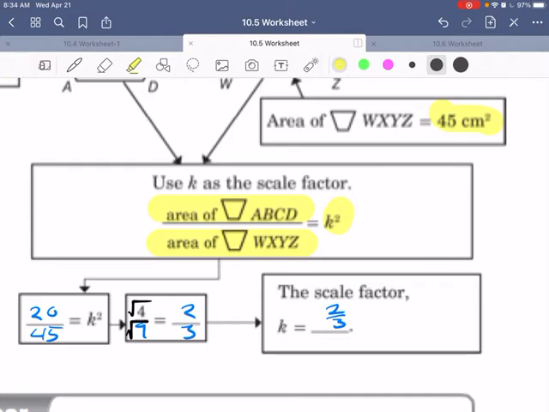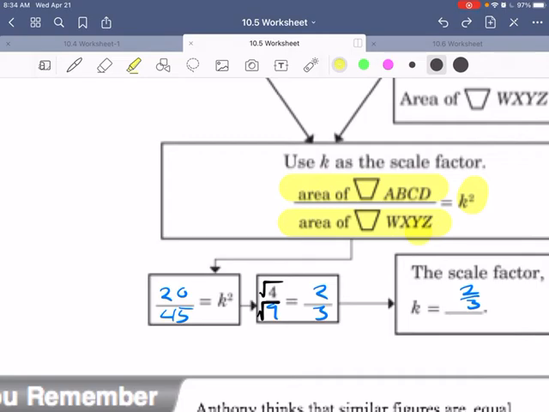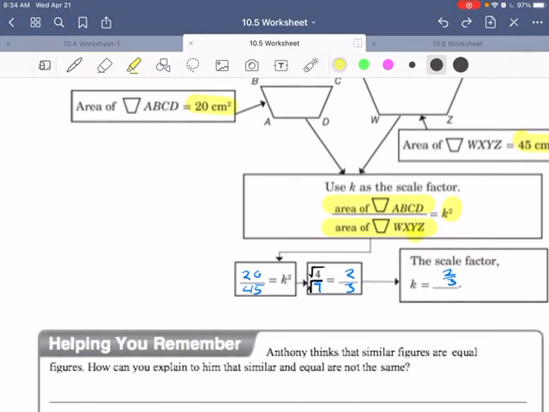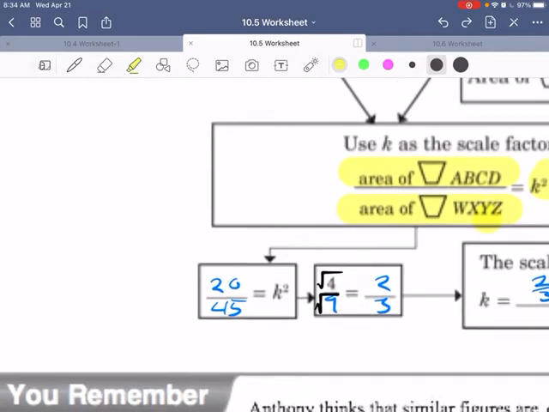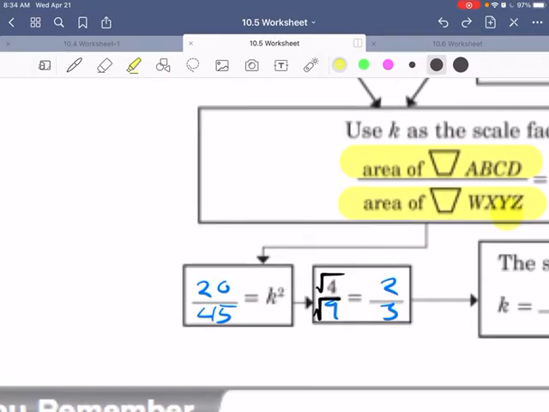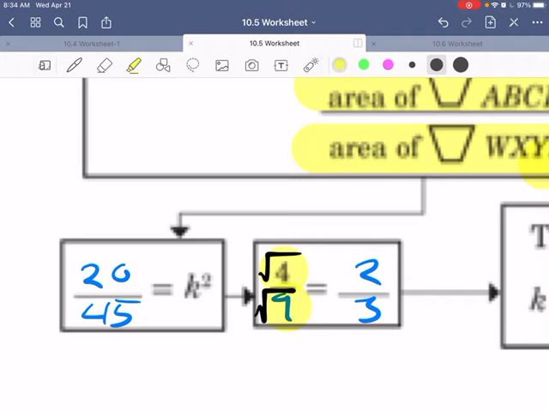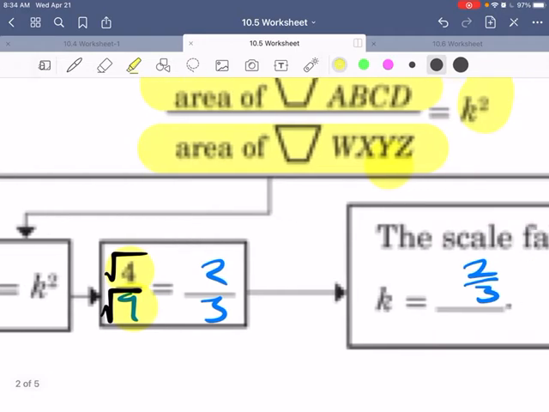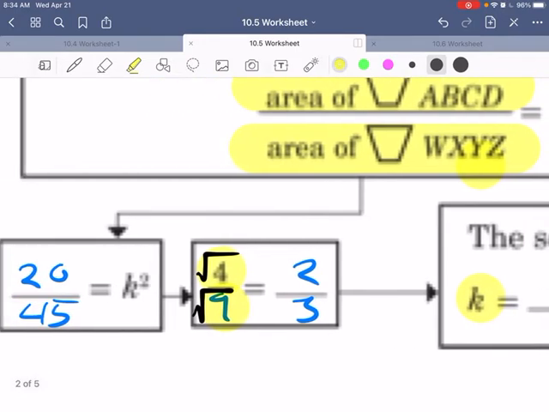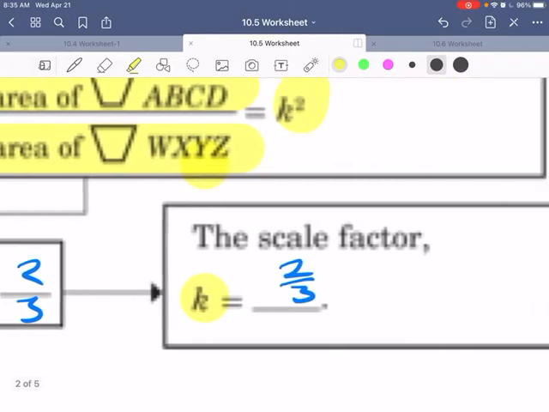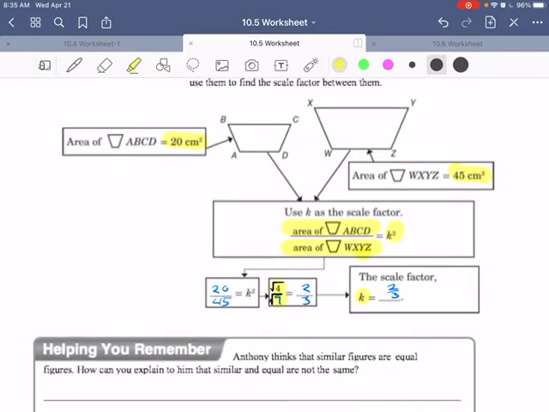So we come down here and we say, alright, if I've got 20 over 45, which is, again, scale factor of the smaller is the numerator, scale factor of the larger is the denominator here. And we say, alright, 20 over 45, well, let's simplify that. So if we simplify it, we get 4 over 9. When we square root that, because we're trying to get to k equals, you see that, just k, not k squared, we get 2 over 3. So our scale factor is actually 2 over 3 when going from the larger to the smaller.